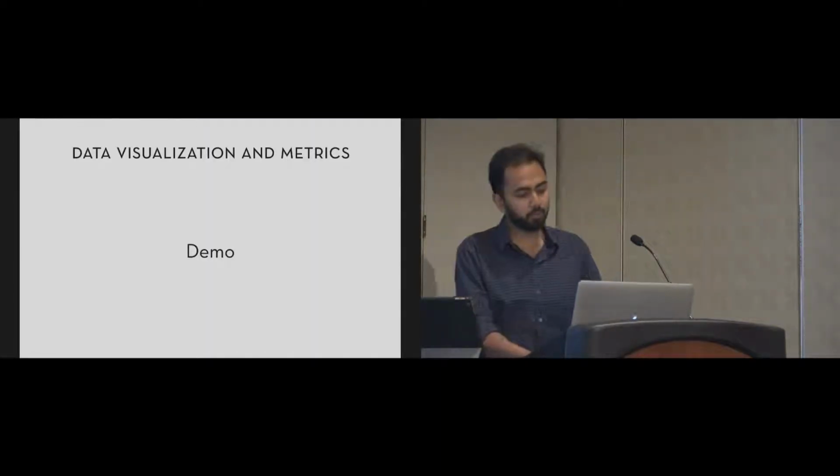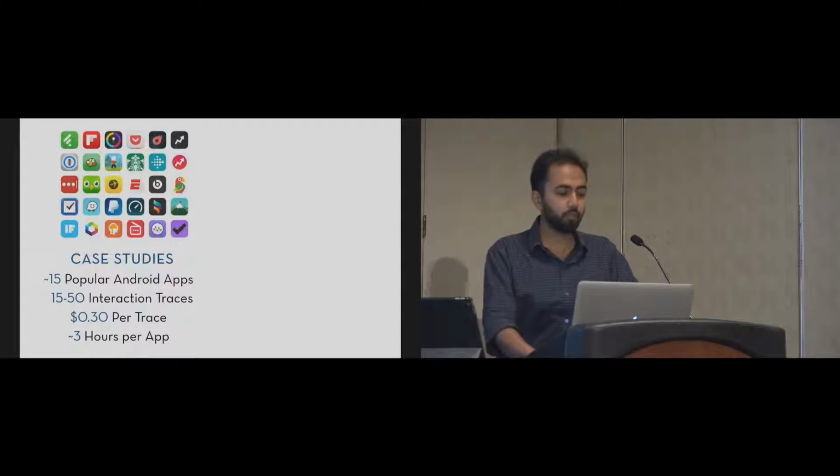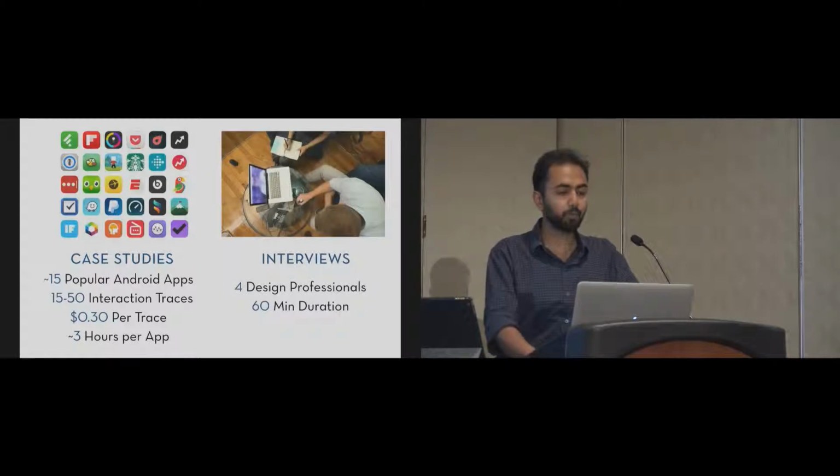We evaluated ZIPT in 2 ways. First, we performed a series of case studies on 15 popular Android apps. We collected between 15 to 50 interaction traces from crowd workers and paid about 30 cents for each trace. We also conducted interviews with 4 designers where we went over the case studies and also let them use ZIPT to explore the data for one of these case studies.